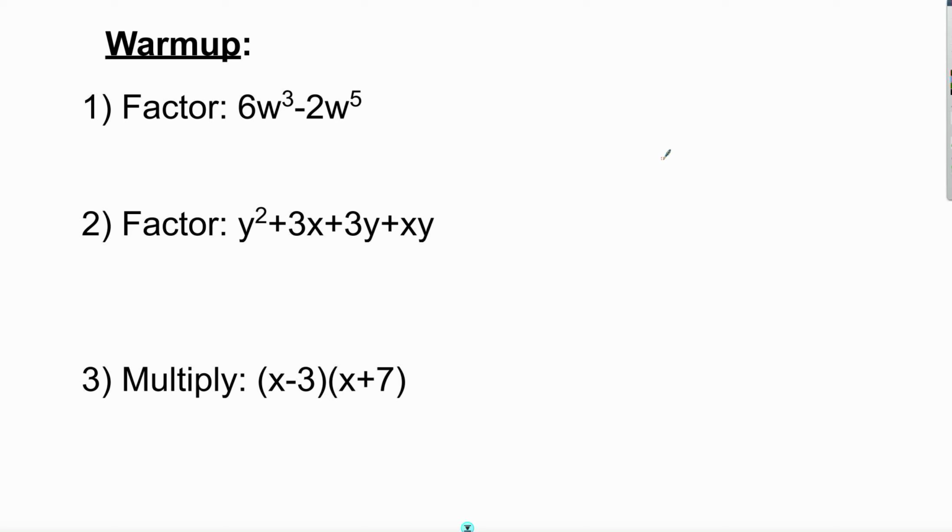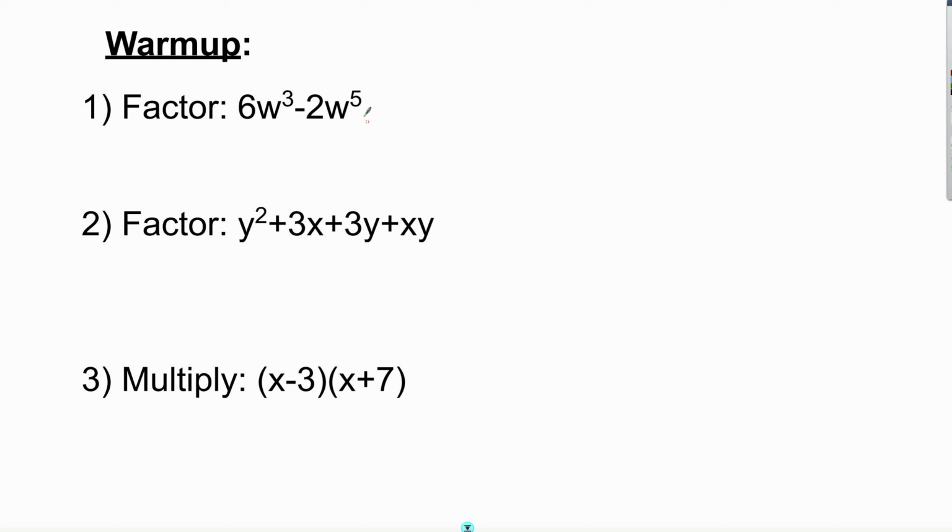Okay, now we are going to continue factoring, but we are going to learn to factor a trinomial. And first I wanted to review two types of factoring that we have gone over already. And that first type was called factoring using the greatest common factor.